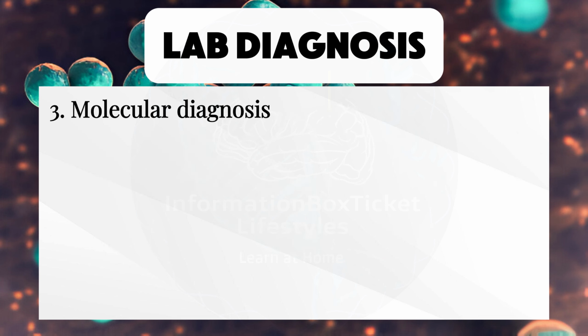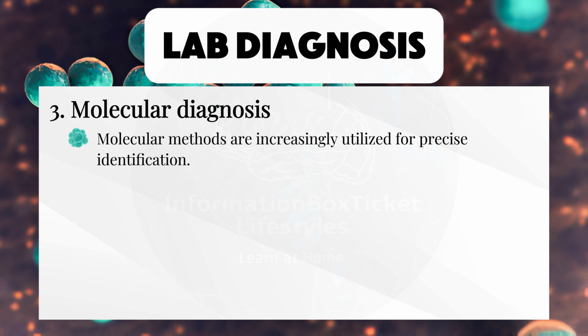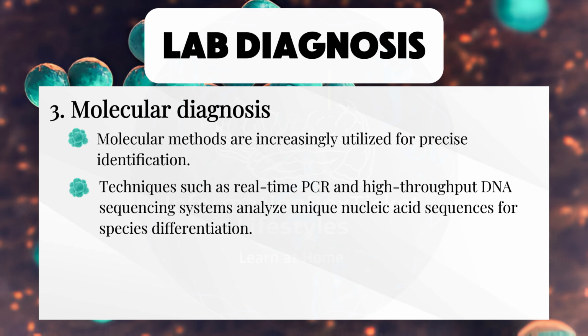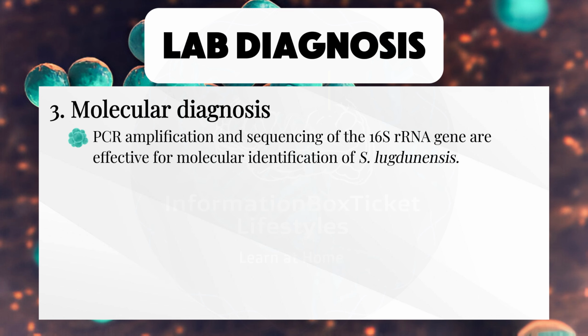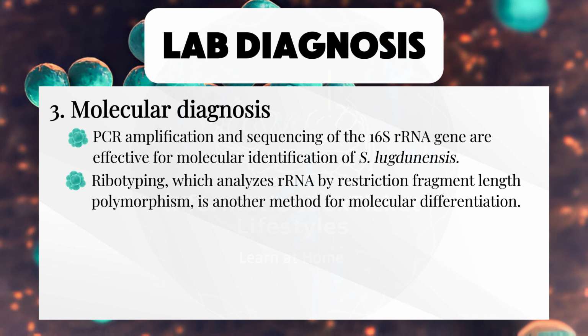3. Molecular diagnosis. Molecular methods are increasingly utilized for precise identification. Techniques such as real-time PCR and high-throughput DNA sequencing systems analyze unique nucleic acid sequences for species differentiation. The diversity in 16S rRNA gene sequences among staphylococci enables species-level identification. PCR amplification and sequencing of the 16S rRNA gene are effective for molecular identification of Staphylococcus lugdunensis. Ribotyping, which analyzes rRNA by restriction fragment length polymorphism, is another method for molecular differentiation.